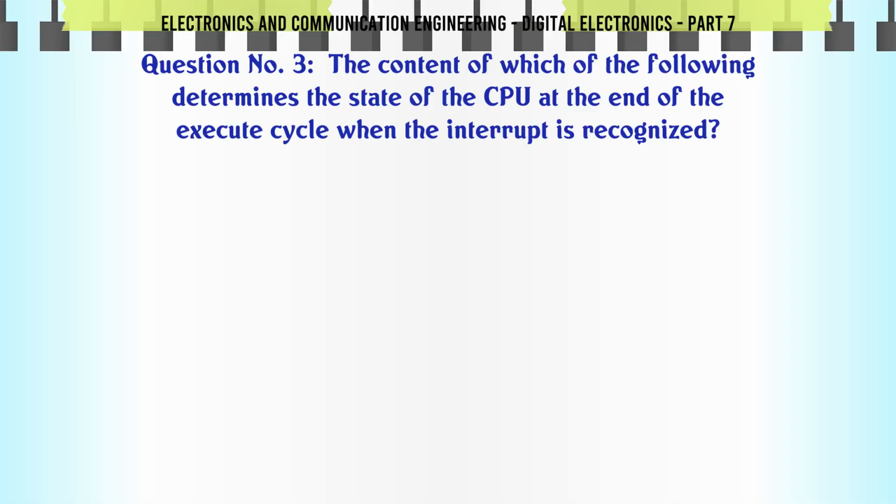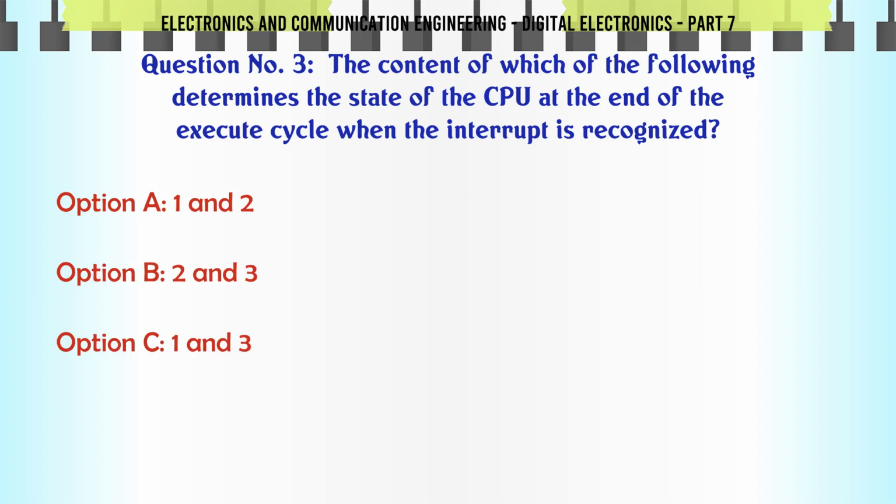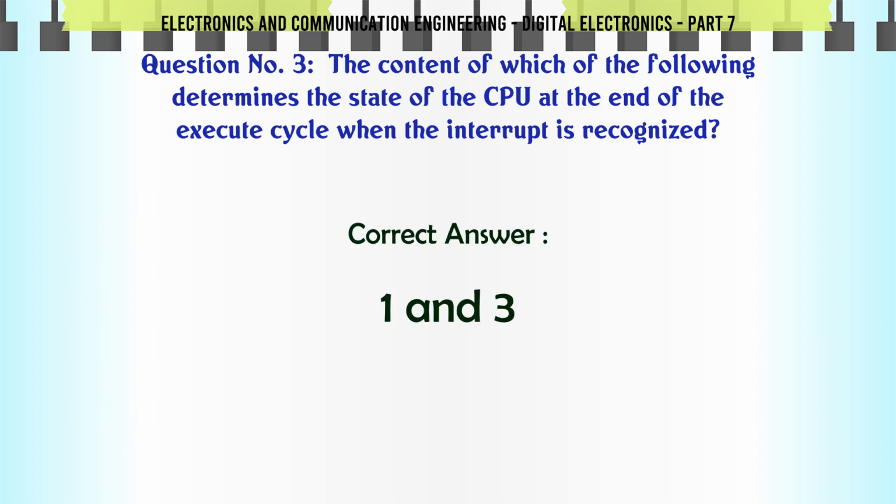The content of which of the following determines the state of the CPU at the end of the execute cycle when the interrupt is recognized? A. 1 and 2, B. 2 and 3, C. 1 and 3, D. 1, 2 and 3. The correct answer is 1 and 3.